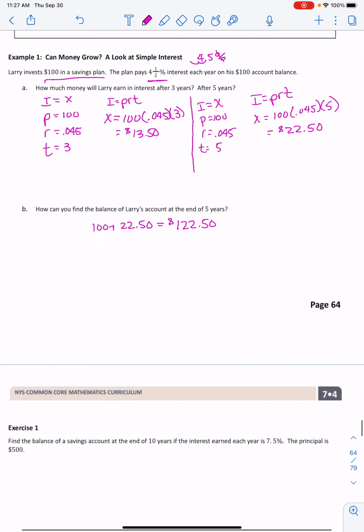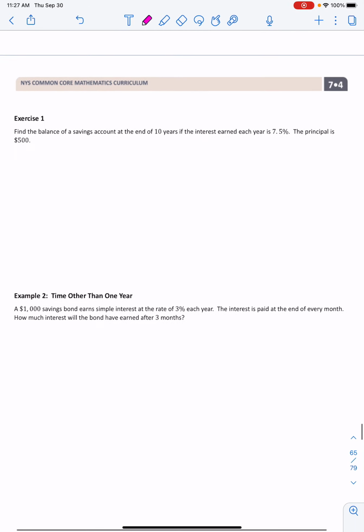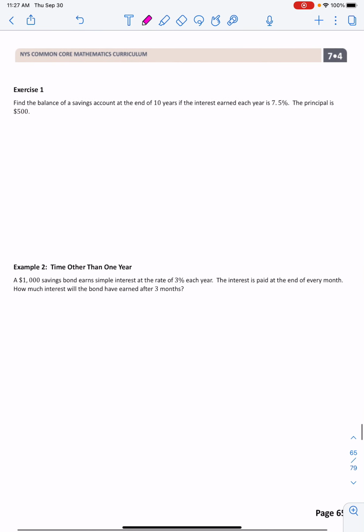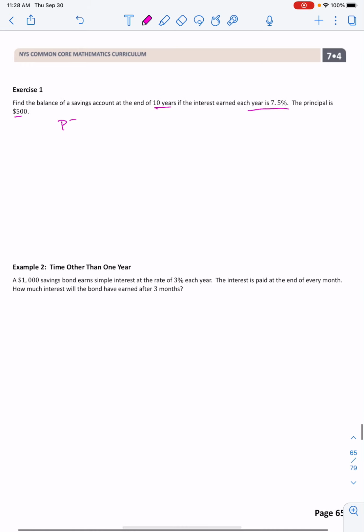So the next thing we can do is exercise 1. And it says find the balance of a savings account at the end of 10 years if the interest earned each year is 7.5% and the principal is $500. So we have I, P, R, and T.